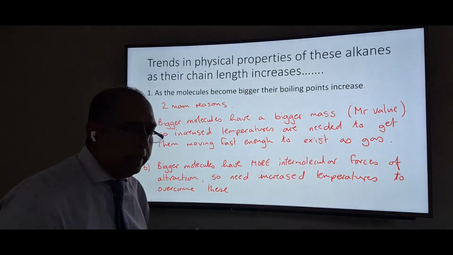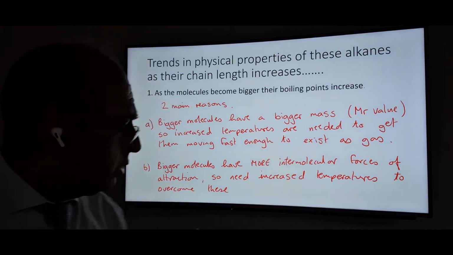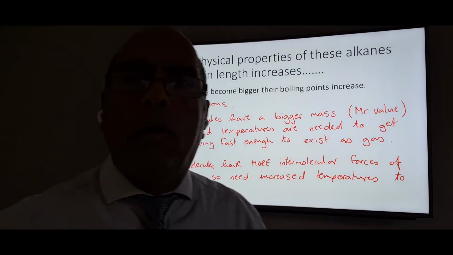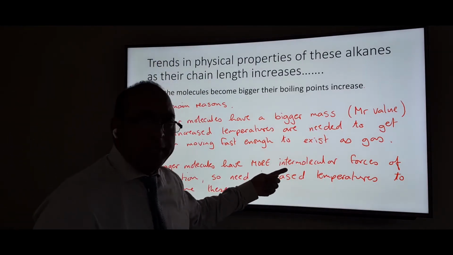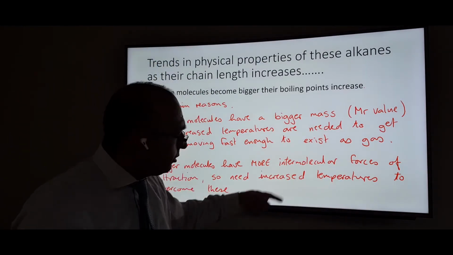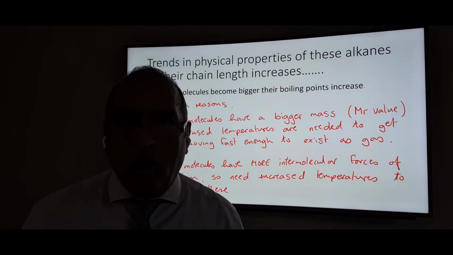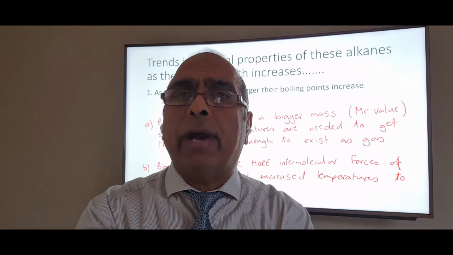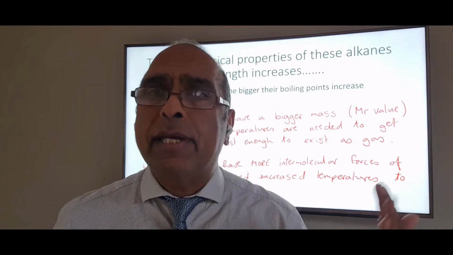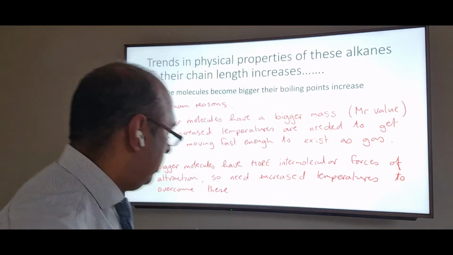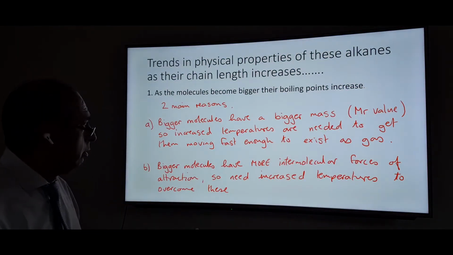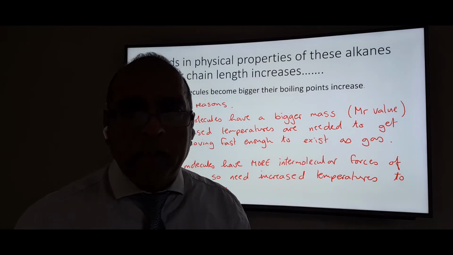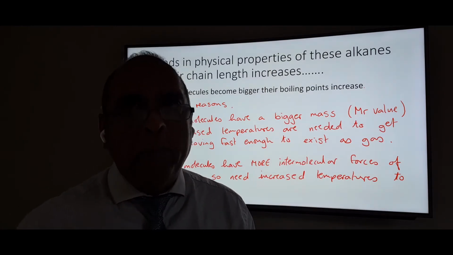The second reason is, the bigger molecules have more attractions between the molecules. Intermolecular means between molecules attractions. So they have more intermolecular attractions, and because they've got more attractions, then you need a higher temperature to overcome them. So that's why as you go down the fractionating column, the molecules have bigger boiling temperatures.